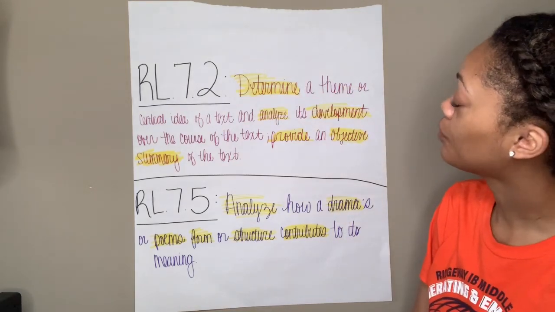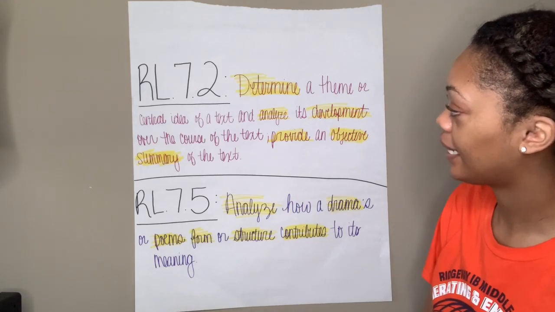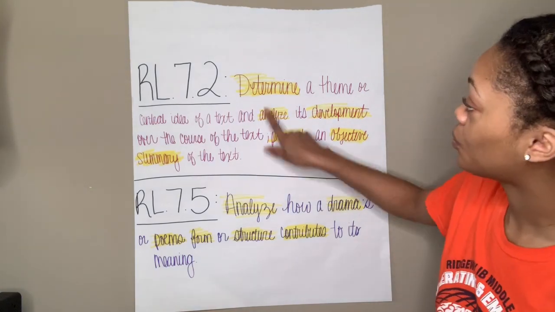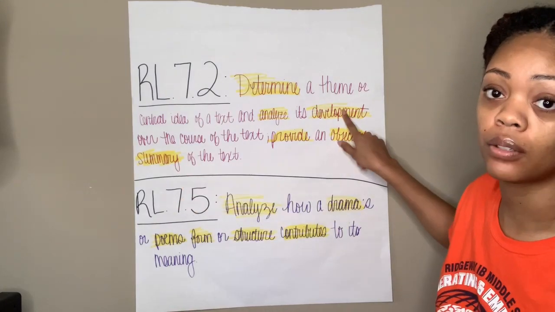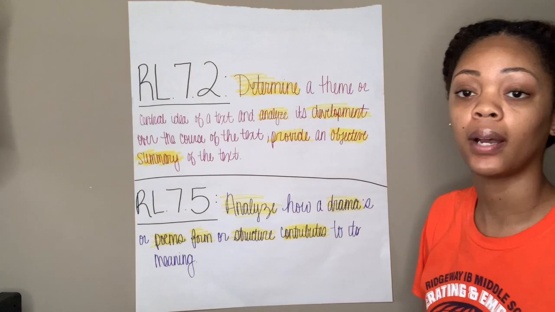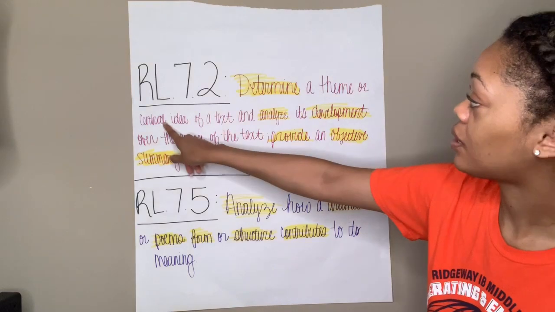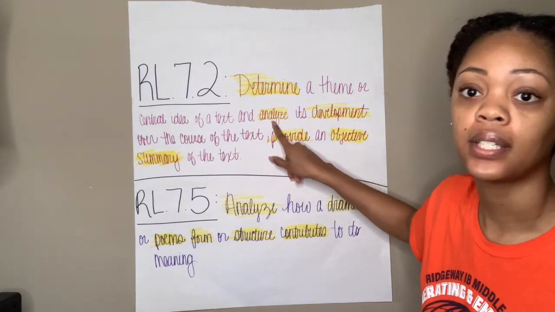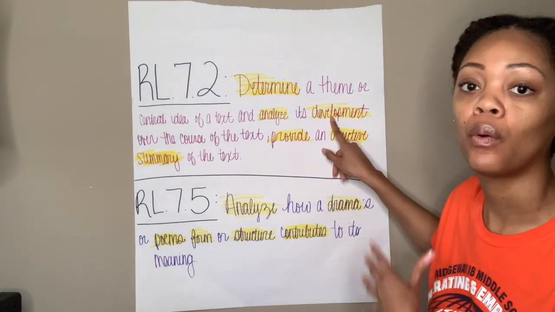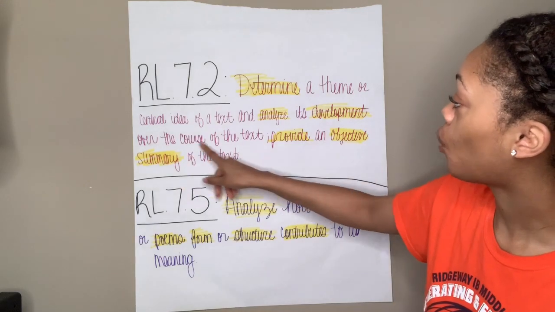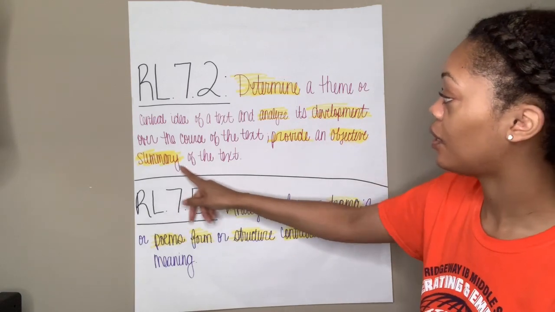RL.7.2 says determine a theme or central idea of a text and analyze its development over the course of the text and provide an objective summary of the text. Now these words in yellow, these are the words we're going to break down. You have to know these words in order to master this standard. So determine, things that we talked about in class, to determine something is to figure out. So figure out a theme or a central idea of a text and analyze. When we say analyze, remember analyze is to break down. So we're going to break down its development, how it grows, how it's built over the course of the text, and provide. Provide means to give. Give an objective summary of the text.